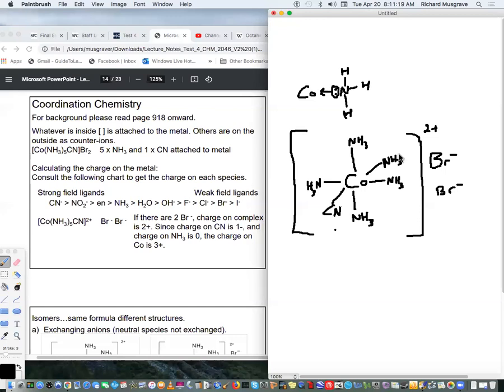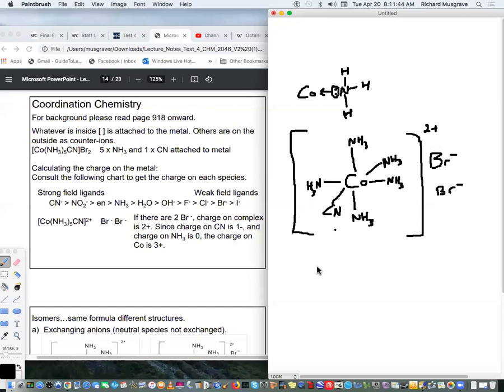So we've got the two Br on the outside and they each have a -1 charge, as you can see from this list. If each of those is -1, that means the total outside charge is -2, which makes the charge on the entire complex +2. Now, this enables us to calculate the charge on the central atom because we already know what the charges are on each of the ligands.